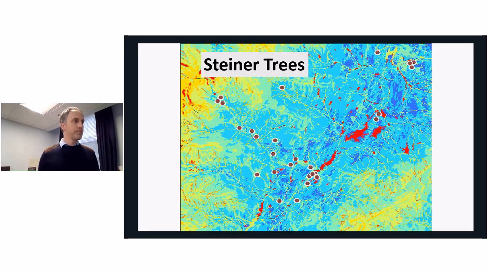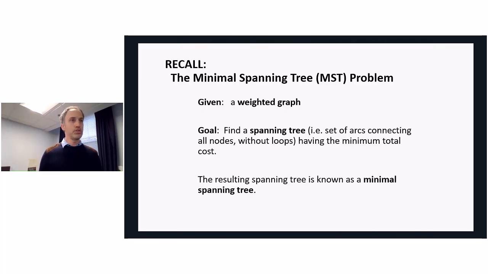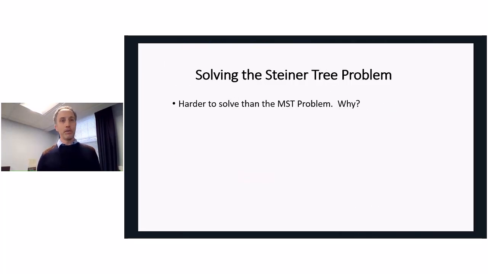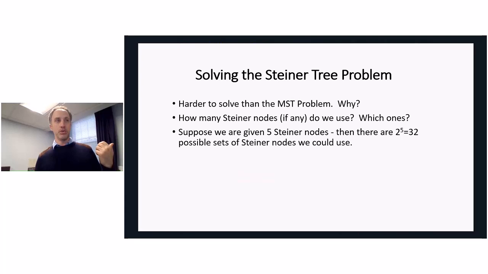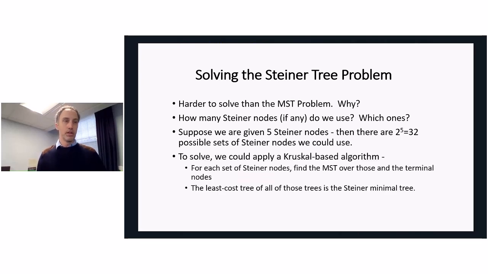And so I'll go back up and you'll see the rest of this slide. How many Steiner nodes, if any, do we use? Suppose we had 5 Steiner nodes. Let's say they said, okay, here are 5 of them that you can use. Right away, we have 32 possible sets of Steiner nodes we could use. Because if you have 5 choices, either use or don't use, you end up with 2 to the 5th. So now I'm looking at 32 possible trees.